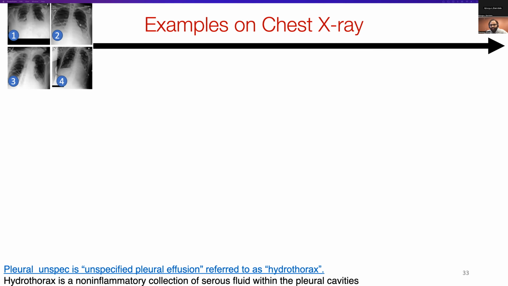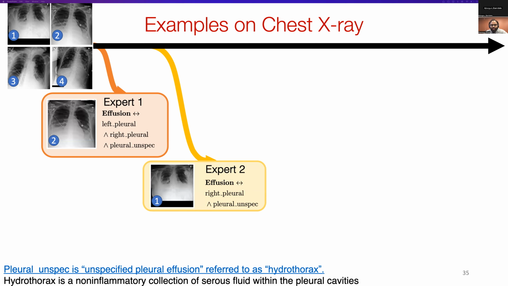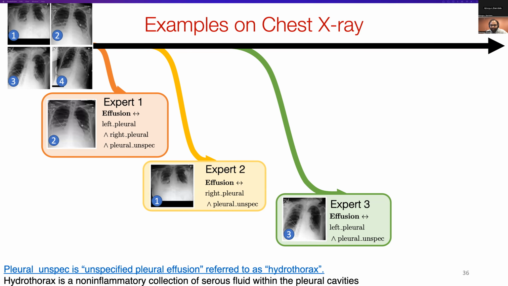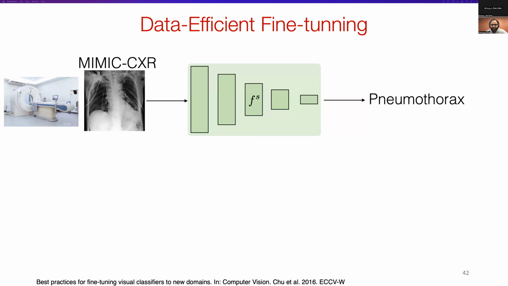So for example, these 4 samples again come to our model during test time. Expert 1 covers the second one, and it uses left pleura, right pleura, and pleural unspec to classify it as pleural effusion. Whereas expert 2 only uses right pleura and pleural unspec as the classifying concepts, or the classifying anatomies, to classify the first sample as effusion, and we can continue. And the same story continues for the performance plot for chest X-rays as well.